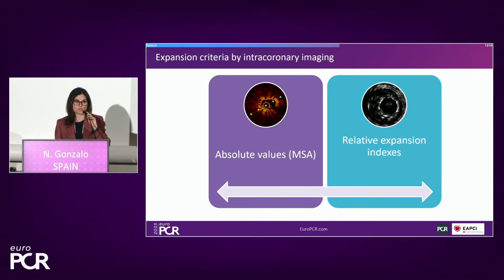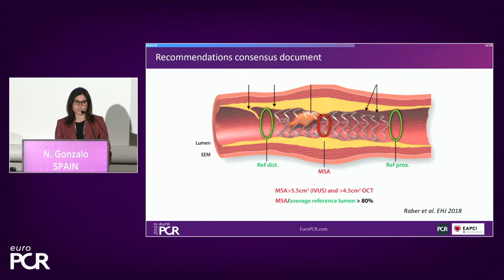How can we measure expansion by intracoronary imaging? You can use absolute values, and you can see that the minimum stent area is actually the parameter that has been used more frequently, and actually the parameter that has more evidence in clinical studies to be associated with outcomes. But sometimes, of course, if you are in a small vessel or a very proximal vessel, you need to use relative expansion indices.